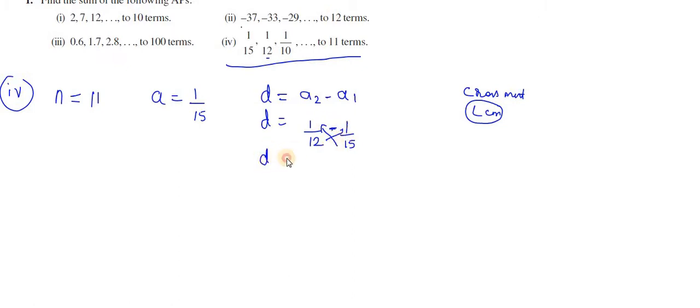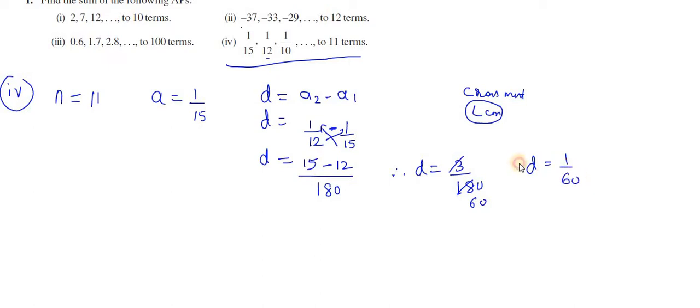So we'll get d is equal to 15 into 1, 15, minus 12 into 1, 12, whole thing divided by 12 into 15. What is 12 into 15? It is 180. Therefore d is equal to 15 minus 12, which is 3, divided by 180. Now cancel this, you can simplify here, so we'll get 60. Therefore d is equal to 1 over 60. I hope all of you understood.